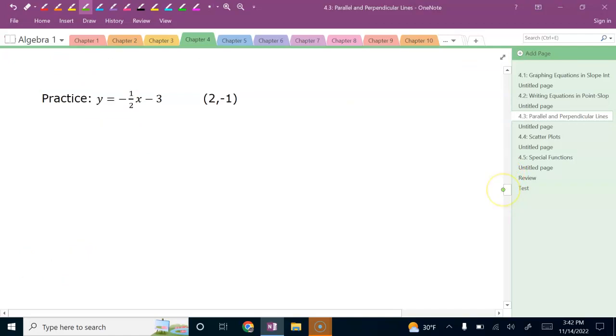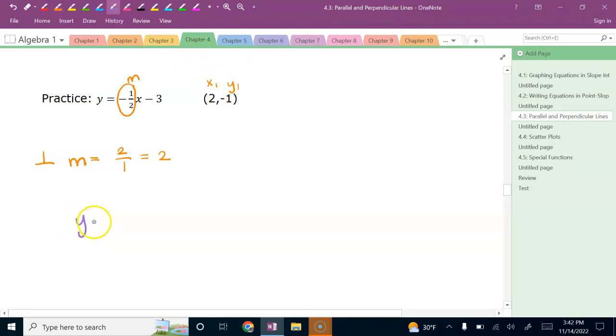So for this last practice problem here, you're going to do the same thing. You're going to try to find the perpendicular slope. So for this first line here, remember this negative 1/2 is the starting slope. So your perpendicular slope needs to be opposite reciprocal. So it's negative right now, which means that my new slope is going to be positive. And 1 over 2, we would flip that upside down. So it's 2 over 1, or just 2. Then this 2, negative 1 would be your x1, y1 point.